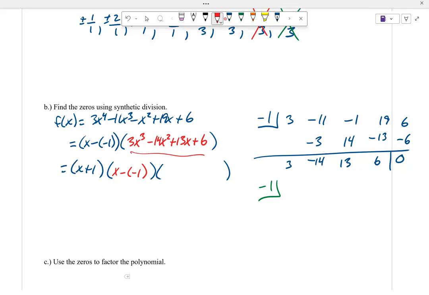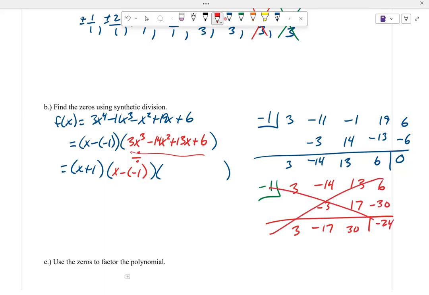So now I'm going to do this division. 3x cubed minus 14x squared plus 13x plus 6 divided by negative 1. So 3, negative 14, 13, and 6. And let's just make sure this is not a repeated 0. Okay, that did not work. So negative 1 is not a repeated 0. So I'm done with negative 1. It was a 0 one time, right? And I'm going to move on to something else.